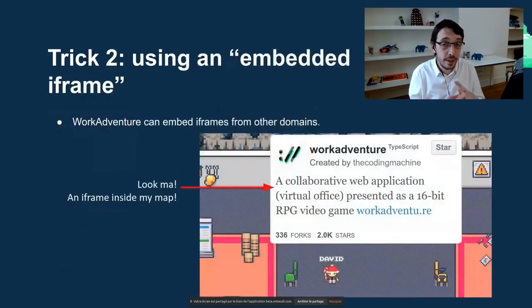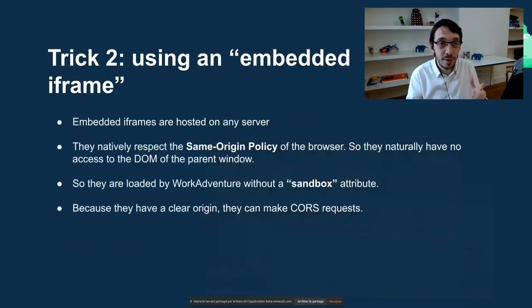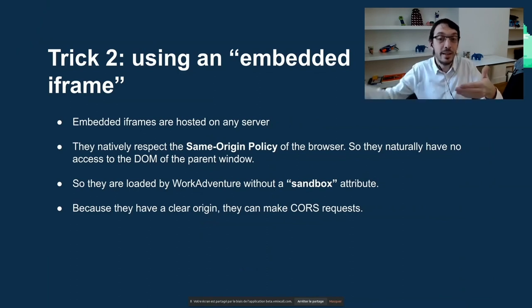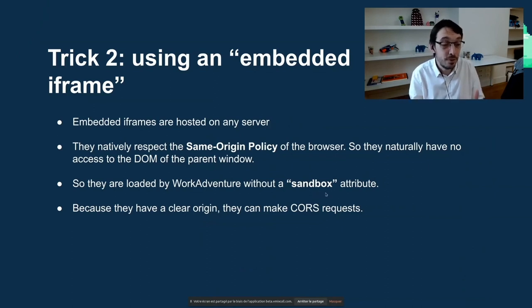The second trick, which is maybe easier, is to use embedded iframes. Since a few months, you can create iframes and put them inside maps. Those iframes are hosted on any web server, but not on the same web server as WorkAdventure, which means that because of the same origin policy, they are not in the same domain and they cannot access the parent frame. And if they don't access the parent frame, I don't have to put the sandbox attribute on this iframe. And if I don't have to put the sandbox attribute, you keep your origin and you can do an XHR request really easily.